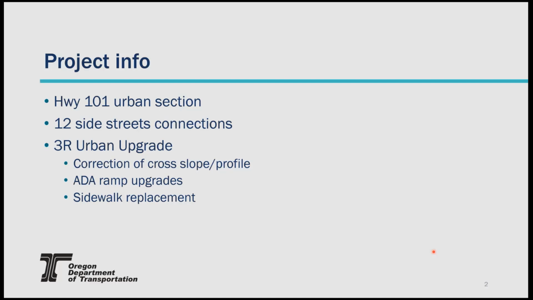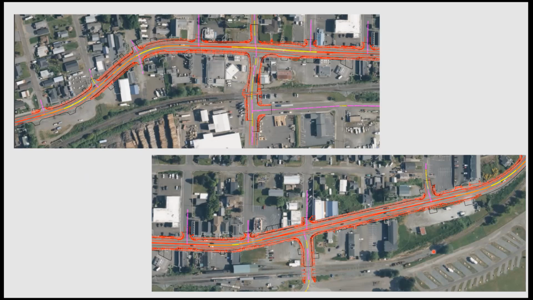Okay. So just a little bit of the project info. It was on Highway 101. It's an urban section, 12 blocks downtown Garibaldi, with correction of cross slope and profile changes, ADA ramp upgrades, sidewalk replacements, and 2 rail crossing improvements, along with the associated drainage upgrades. And here's just a quick example of the project in an aerial.